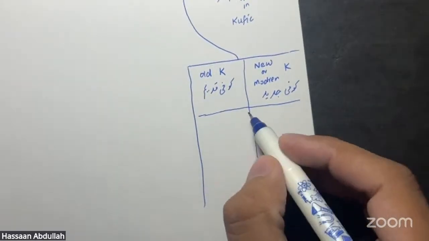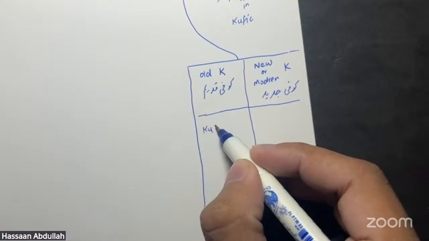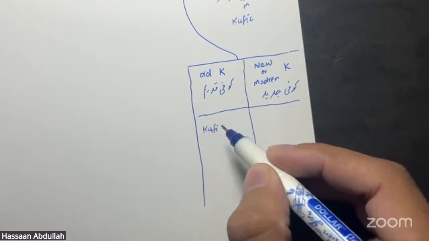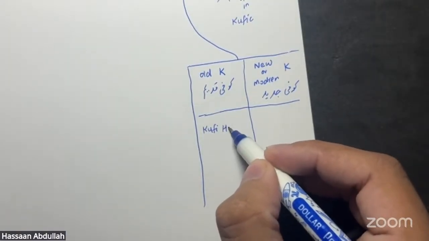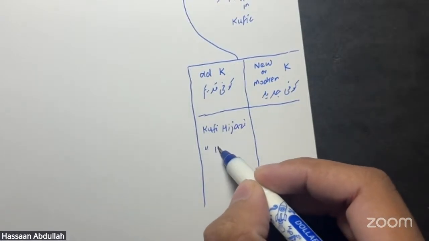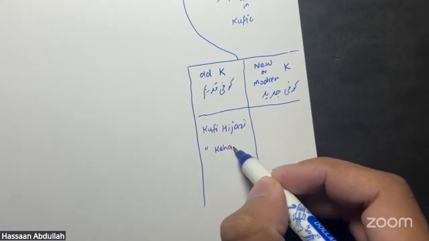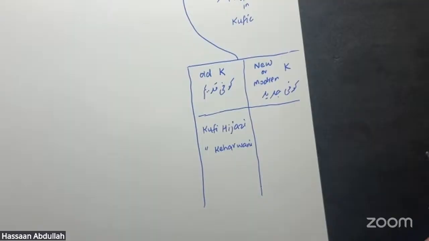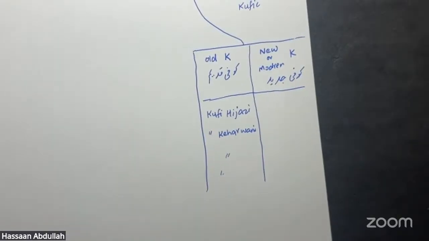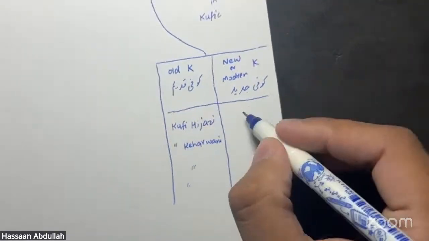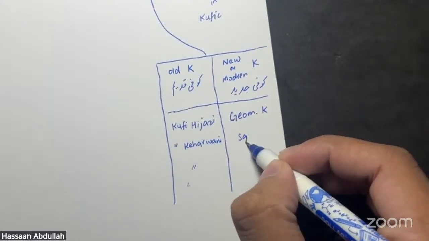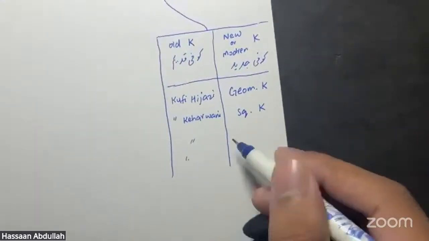Like in old Kufi, there is what we call Kufi Hijazi. There is a Kufi we call Kufi Kehirwani basically. There is Kufi Musahfi. There is Kufi Mashraki, Kufi Maghribi. There are many variations, and in the new model, there is a Kufi known as geometrical Kufic. There is square Kufic, Murabba Kufic, and there is Fatimid Kufic.